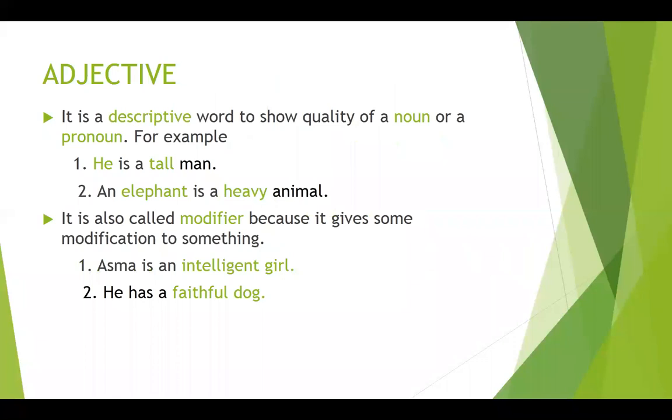Look at the examples. He is a tall man. Now, tall is an adjective which is used for he. So, it also qualifies a pronoun. Second example, an elephant is a heavy animal. You see, I have highlighted adjectives and noun or pronoun to make it clear to you. So, heavy is an adjective which is used for elephant.